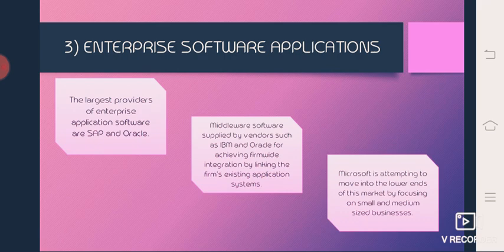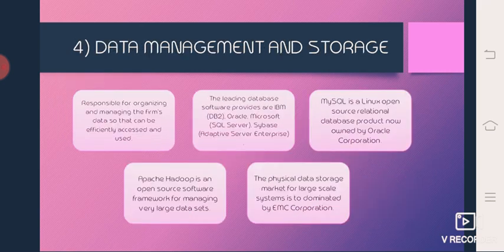Three, enterprise software applications. The largest providers of enterprise application software are SAP and Oracle. Middleware software is supplied by vendors such as IBM and Oracle for achieving firmwide integration by linking the firm's existing application systems. Microsoft is attempting to move into the lower ends of the market by focusing on small and medium-sized businesses.